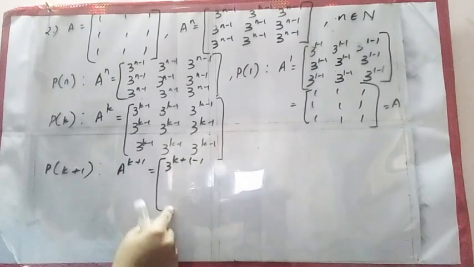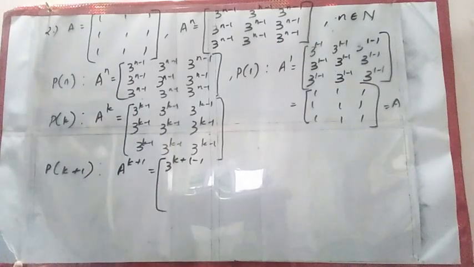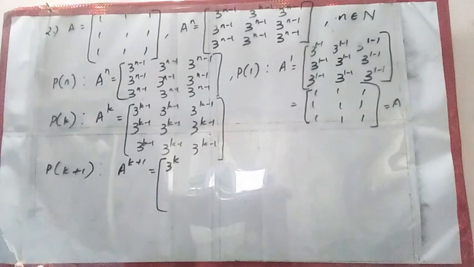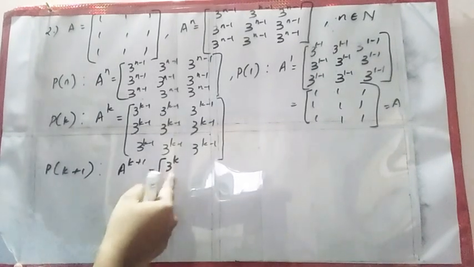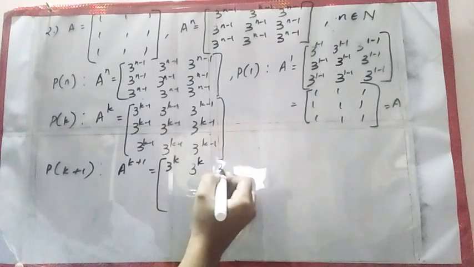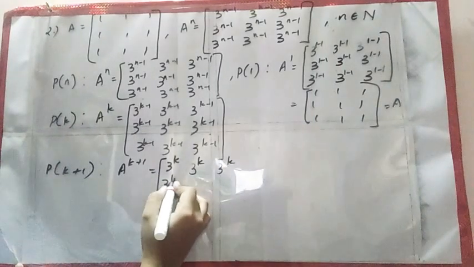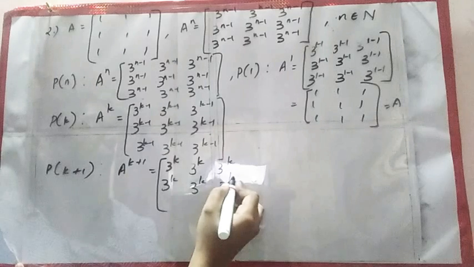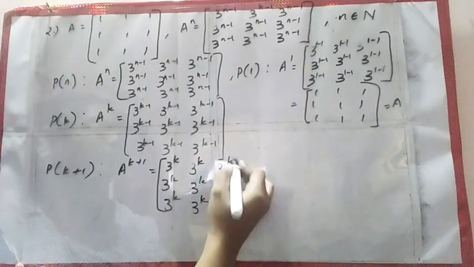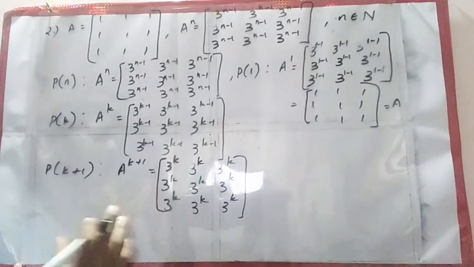And this plus 1 and minus 1 get cancelled, and we get each element as 3 raised to k. So we have A raised to k plus 1 equal to the matrix with every element 3 raised to k. This is what we have to show.